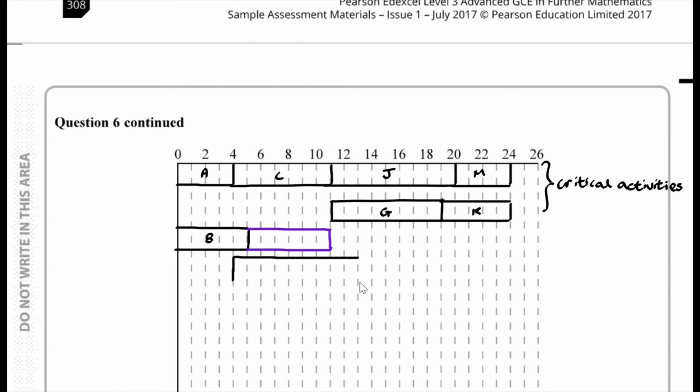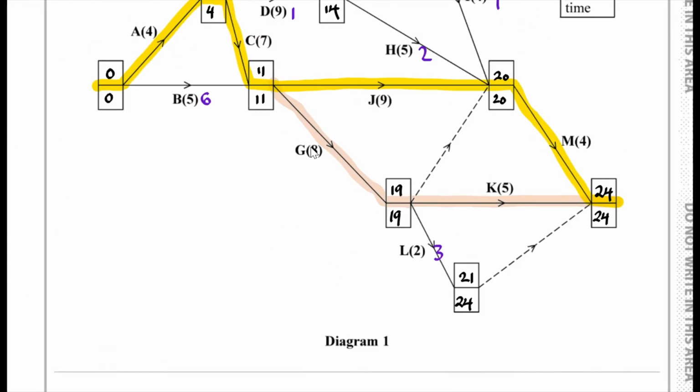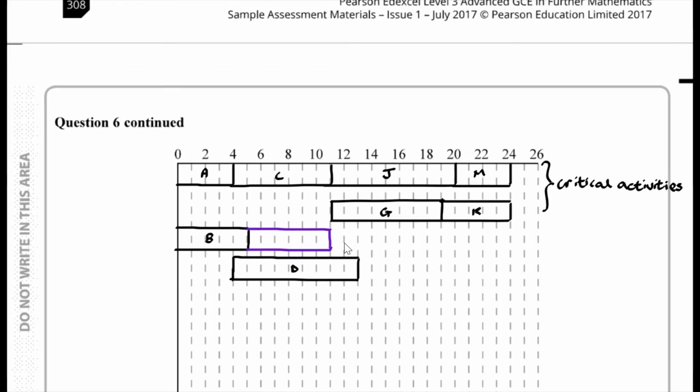So this over here is activity D. Okay? And then you'd find with D, if we go back, we have a float of 1 rather. I don't know why I'm saying slack, but we'll add that in over here. So this is activity D.